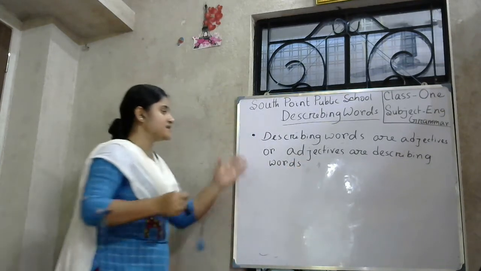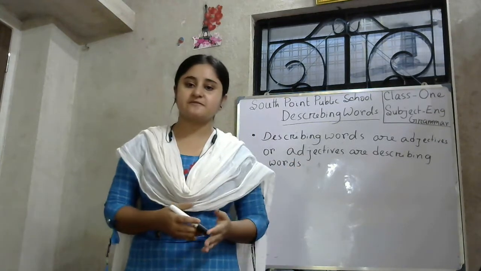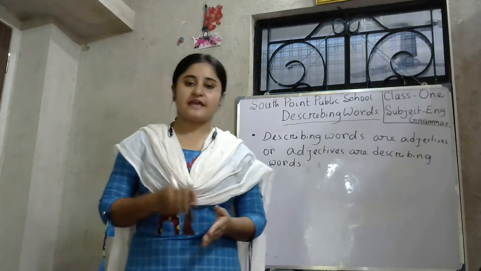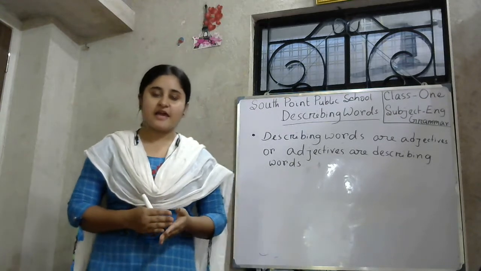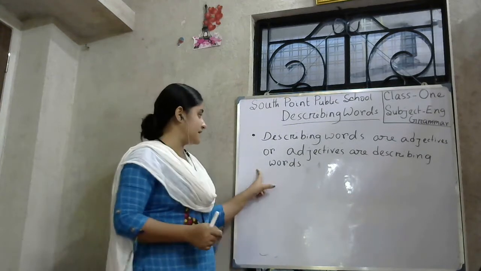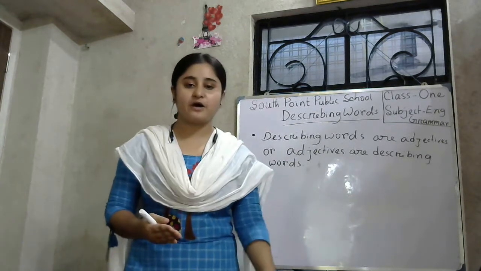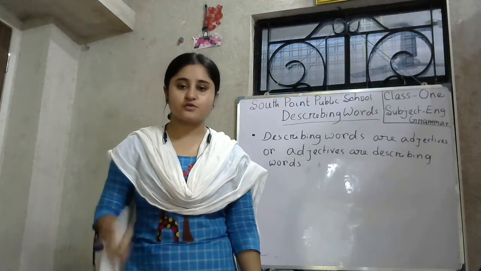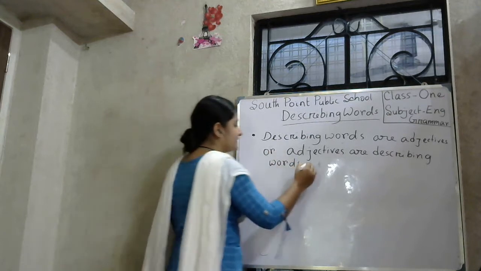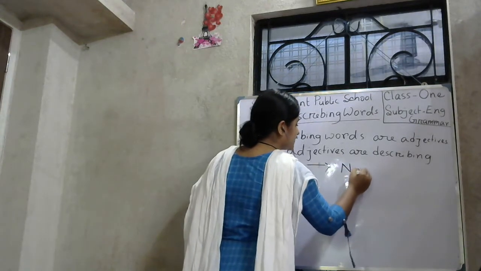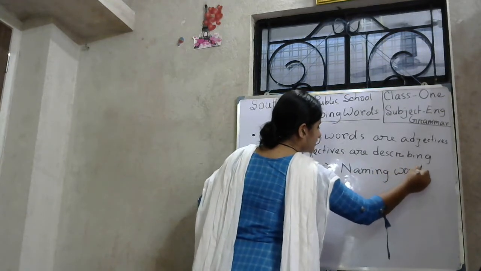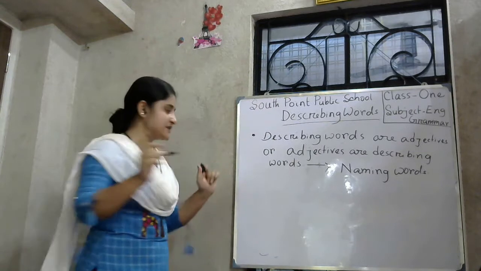Okay, now students listen. Describing words are adjectives and adjectives are describing words that tell us more about any people, any animal, anything, any feeling or anything or naming words. So describing words tell more about any naming word. So that is called adjectives or describing word. Remember that it tells about naming words or nouns.